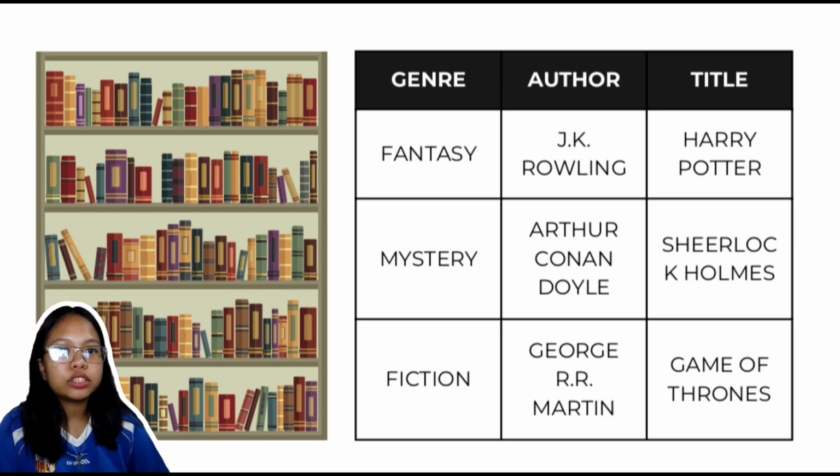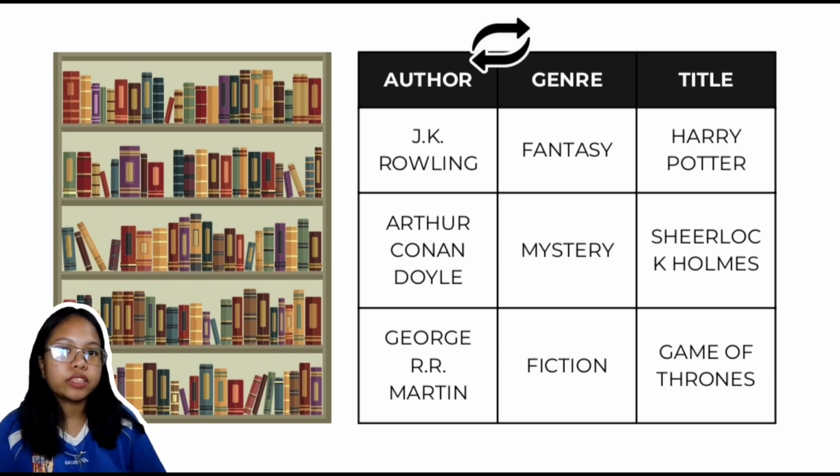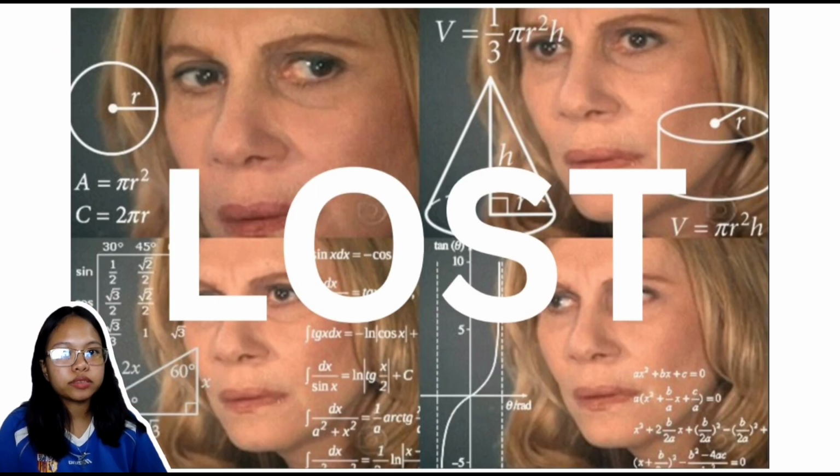Here's a simple analogy to understand it better. Imagine you have a bookshelf with books organized in a specific order, let's say by genre, then author, and finally by title. Now, if you decide to reorganize the books by author first, then genre, and finally by title, anyone looking for a book would need to know the new order to find what they're looking for. If they still try to find the book based on the old order, they will be lost.